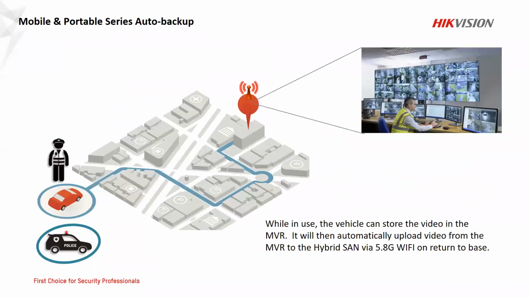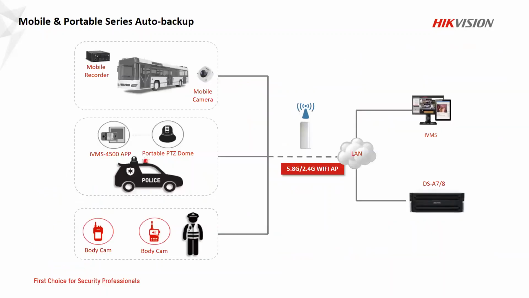Another scenario is where you have body-worn or in-vehicle cameras. You record to their built-in storage while they're in use, but then, say at the end of a shift, when the user returns to a central location, you can offload the footage onto the SAN. As you can see here, the mobile MVR or body-worn cameras can connect to your network via Wi-Fi and upload the video footage. You can manage this using a customized version of IVMS 4200. This isn't the standard IVMS, so if you need this solution, let us know and we can provide the software for you.